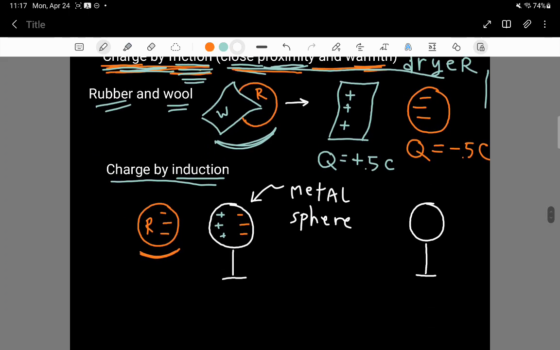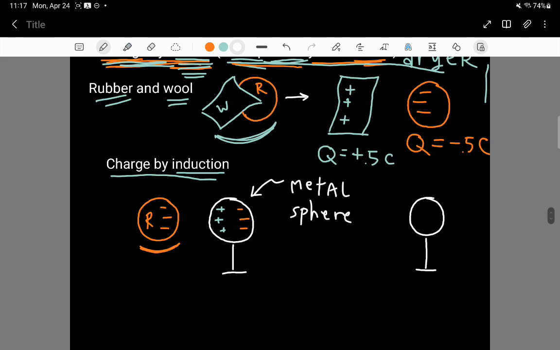And you can see that on the metal sphere, I've shown it. So the electrons on the rubber balloon right here repel the electrons on the metal sphere away from the left-hand side of this metal sphere. But because they are surrounded by air, which is an insulator, the electrons can't conduct over into the air. The air blocks them.